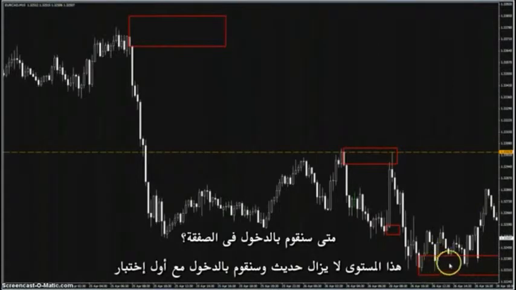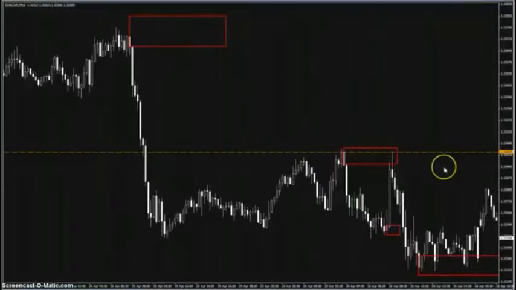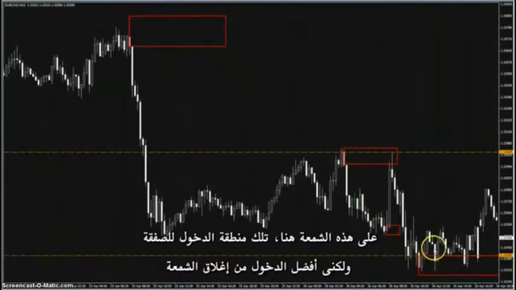Now, when do you get in this trade? Well, for these demand levels, this is fresh, so you get in on the first touch. And if it's not the first touch, generally, I will wait for some confirming price action on the smaller time frames, okay? But optimally, you always want to get in at the first touch. You're going to want to get in somewhere between here and here, okay? On this candle, between about right there and right there. That's going to be your entry.